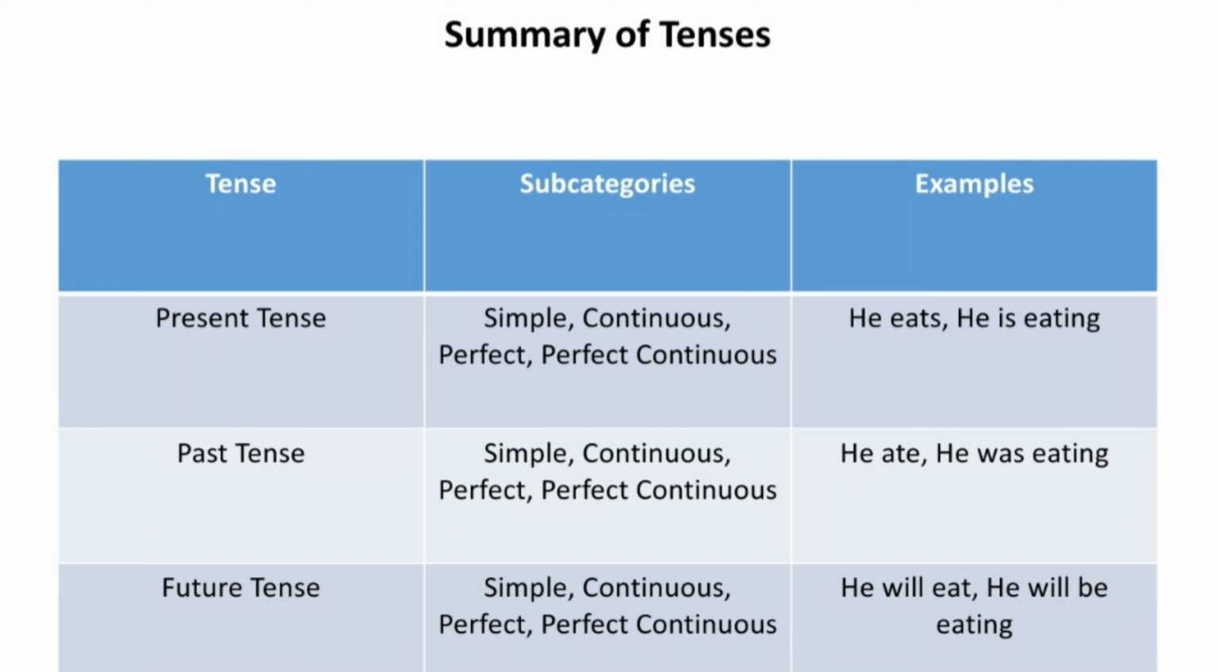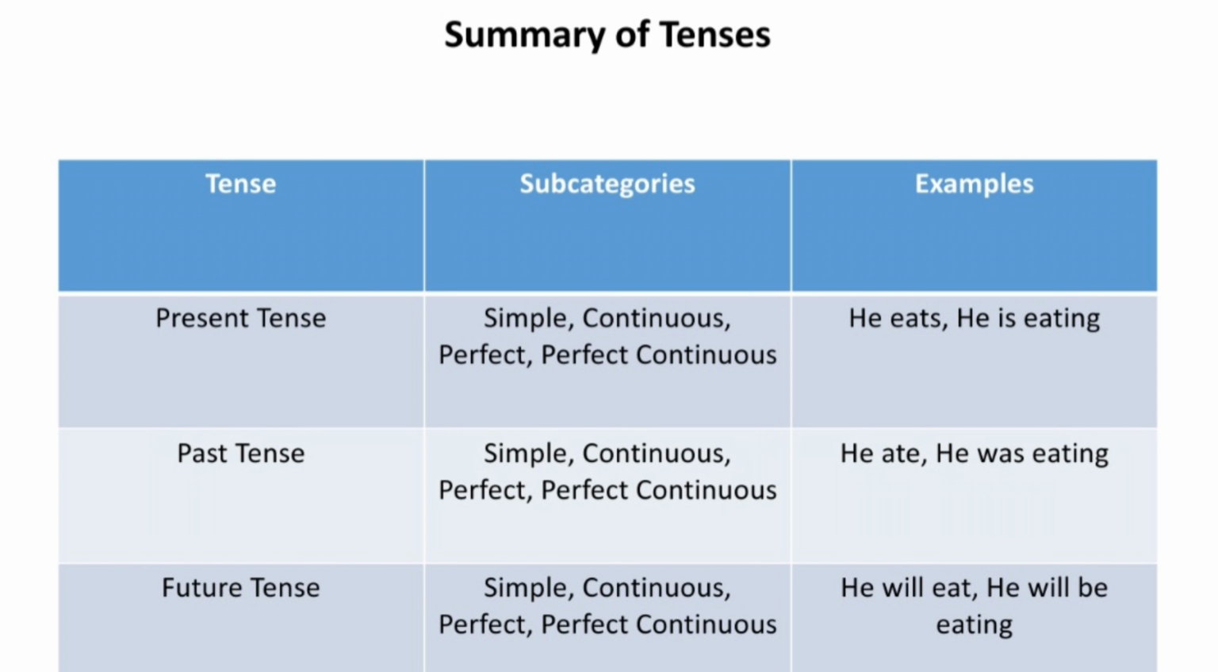This slide gives us an overview of English tenses. There are three main tenses in English. Present tense, used for things happening now or regularly. Past tense, used for things that have already happened. Future tense, used for things that will happen later.